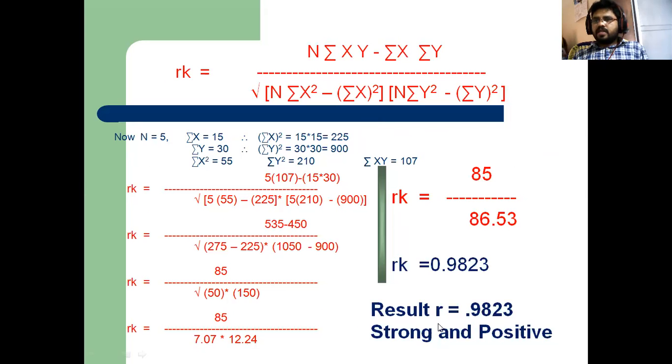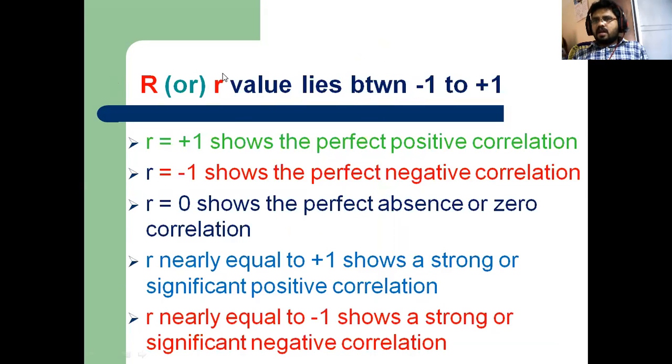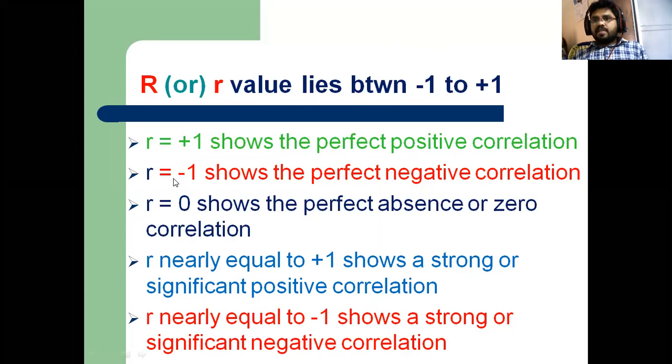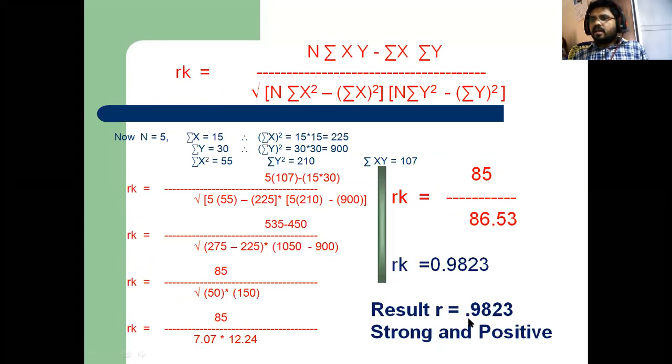See, as I told you last class, the R value lies between -1 to +1. Okay. So if R is equal to +1, this is perfect positive. For example, here we got R is equal to 0.98, but it is not exactly +1. If it is 1, we can say perfect positive. But if R is equal to -1, we can say perfect negative. If R is equal to 0, there is an absence. But here, R is nearly equal to +1.